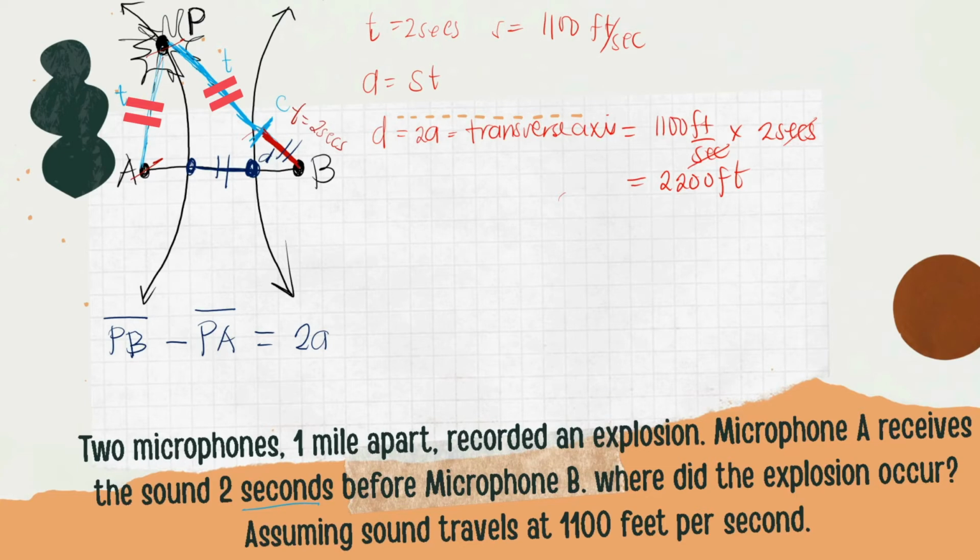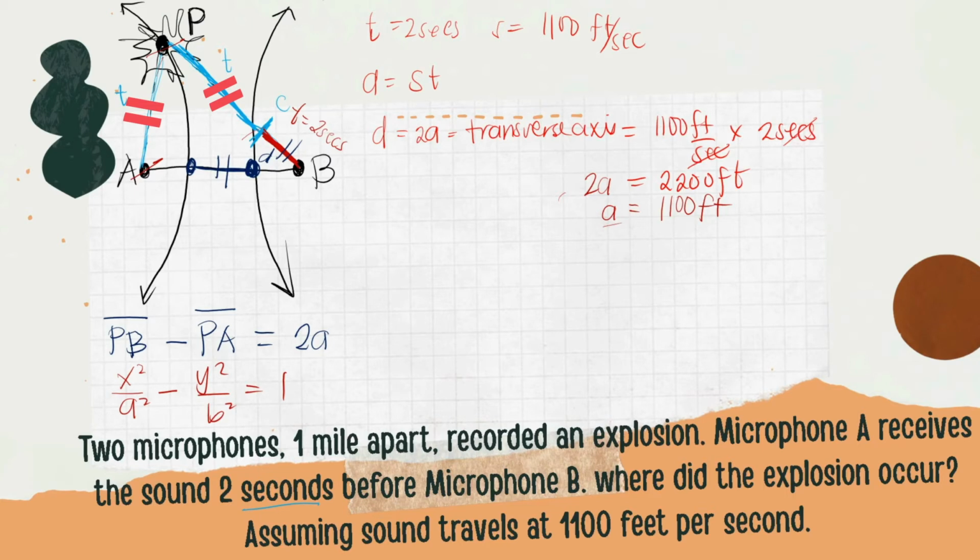Okay, so yung 2A natin is 2,200 feet. So, therefore, yung half ng transverse axis is 2,200 feet divided by 2. So, that is 1,100 feet. So, yung equation ng hyperbola natin, that is horizontal. So, therefore, that is x squared over a squared minus y squared over b squared is equal to 1. So, meron tayong a, which is 1,100 feet. So, yung b na lang, hindi pa natin alam. So, paano natin makukuha yung b?